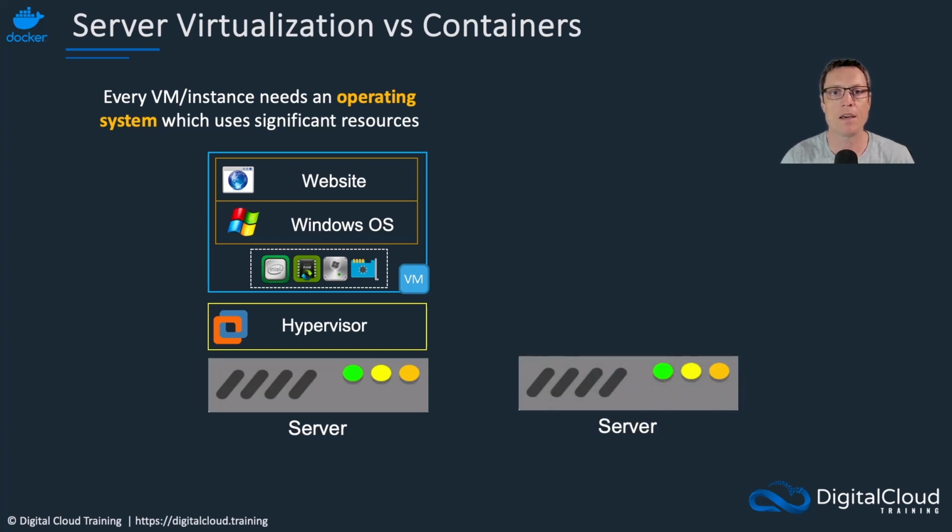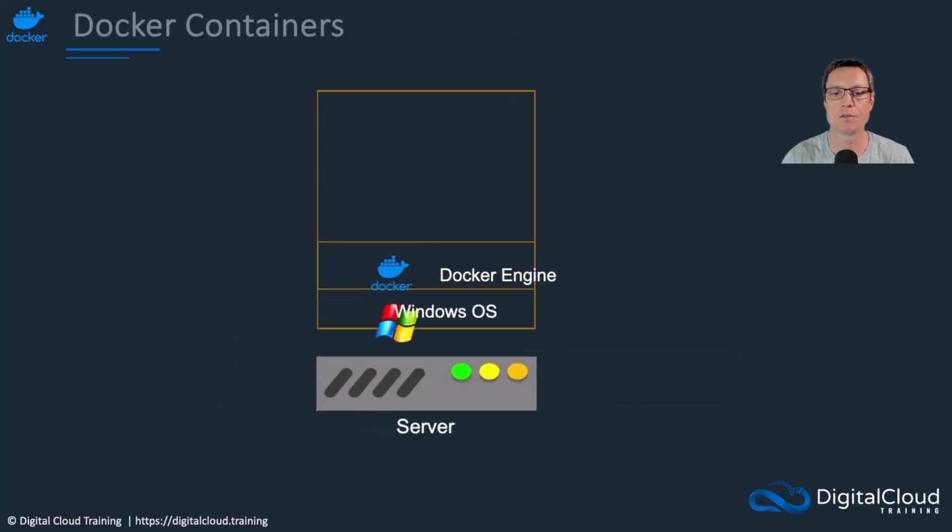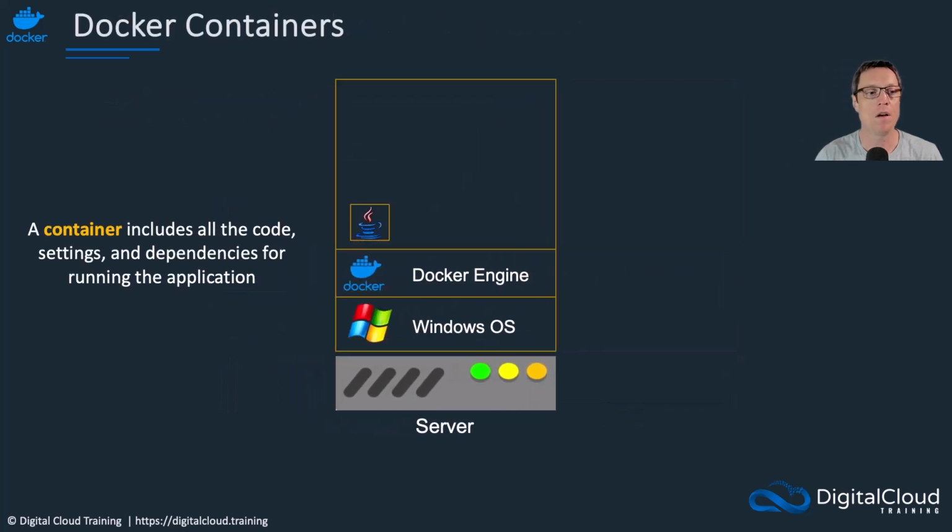So here we have a container stack. So we still have a server underlying it. We then have an operating system. Could be Linux, could be Windows. On top of that operating system, we run the Docker engine. So here is a layer of software. So now we have a bit like a hypervisor, we have some layer of abstraction on top of which we can run the containers themselves. So now what we do is we run our containers.